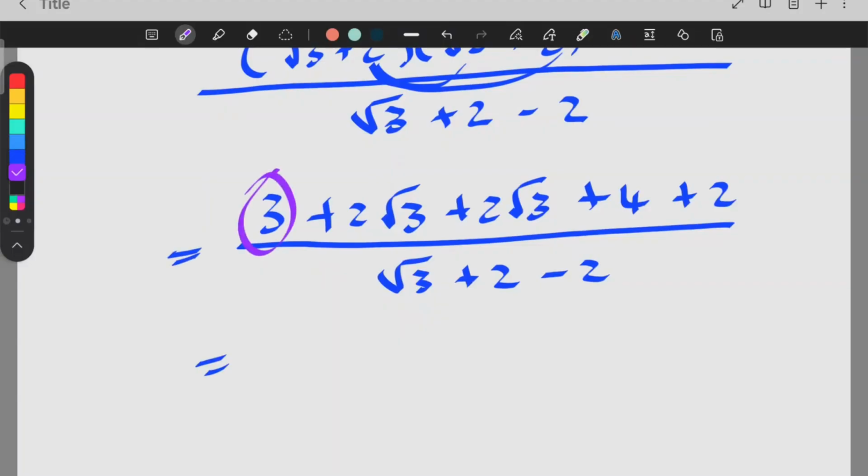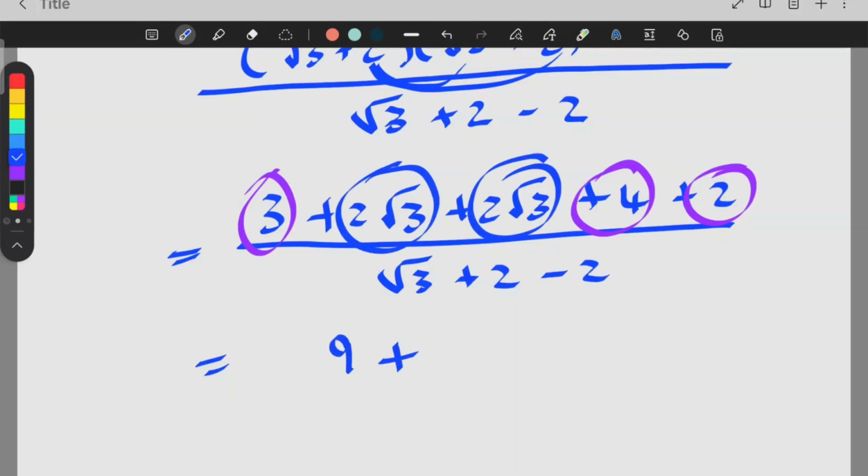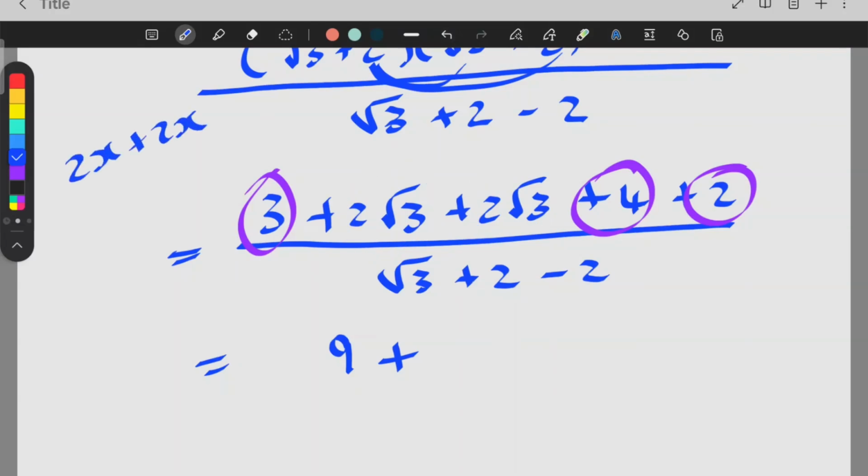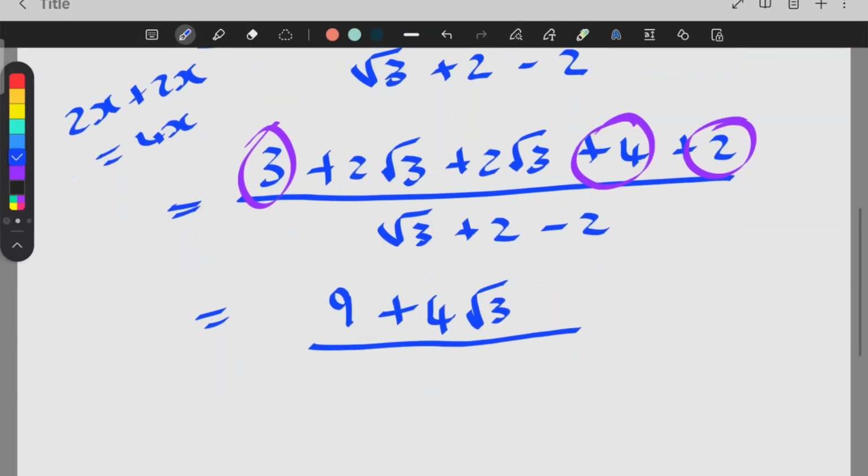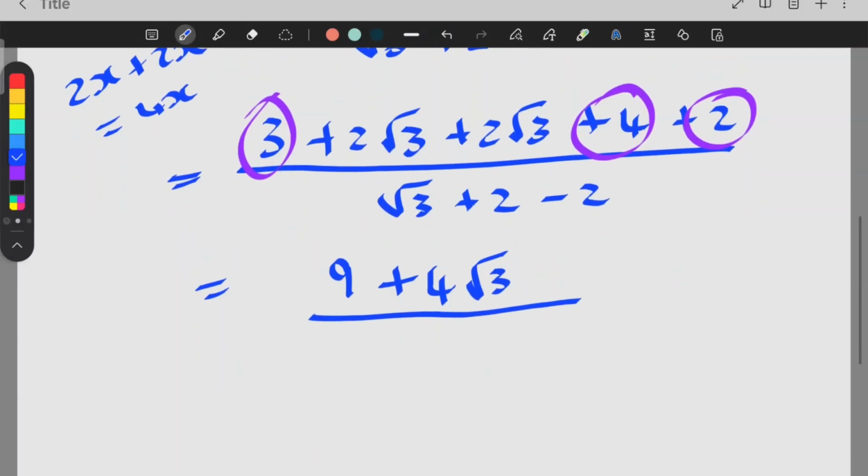Here I'm going to have 3 plus 4 plus 2. That gives me 9 plus. Then 2 root 3 plus 2 root 3 is like 2x plus 2x. 2x plus 2x is 4x. So 2 root 3 plus 2 root 3 is 4 root 3. Okay? That over root 3 doesn't have a like term.